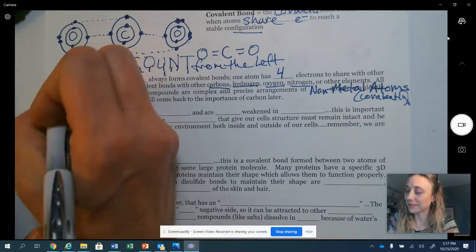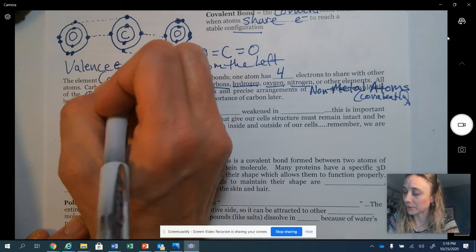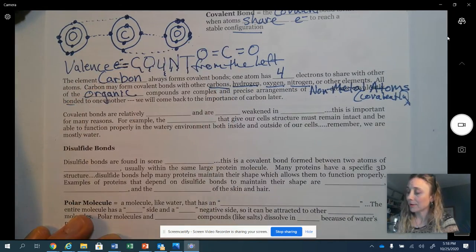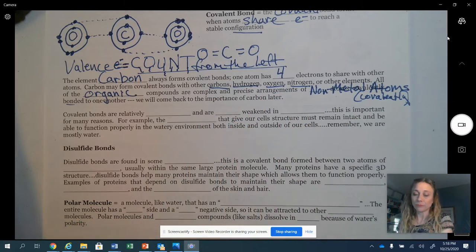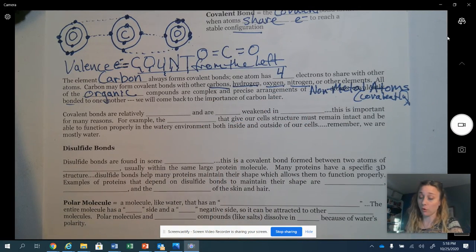To find valence electrons. Sorry, I abbreviated that too much. Here we go. All right. Count that element as well, but that's just all that we are worried about.